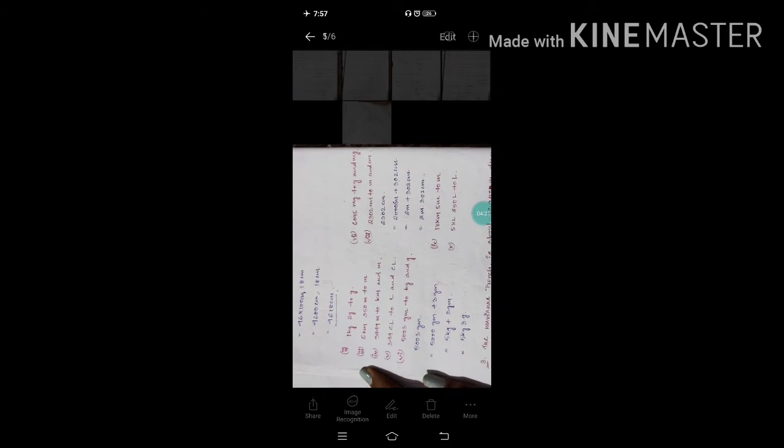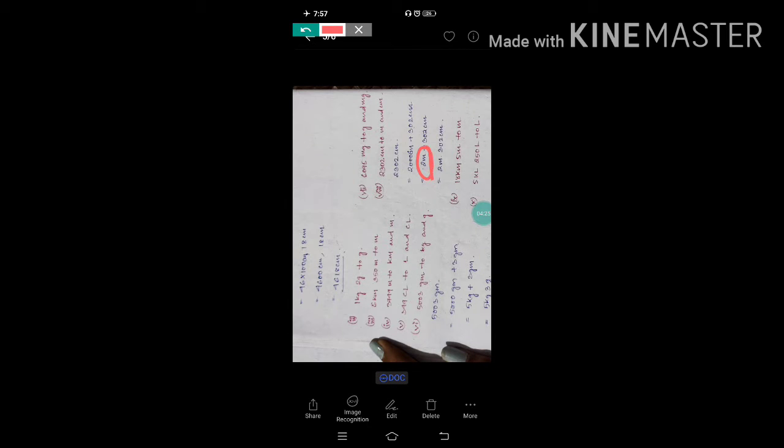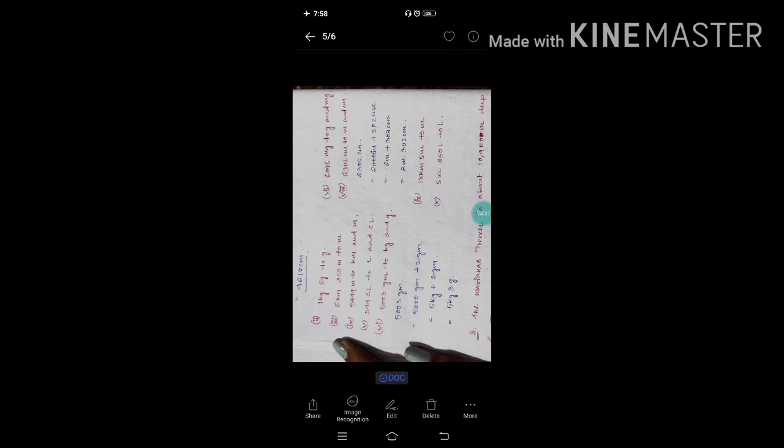Here I have written 2 meter, but this should be 20 meter. I will correct it in the documents when I provide them. The explanation I have told you now. Now see number 6. It is given 5000 gram and 3 gram, to convert to kilogram and gram. Here also same: 5000 gram plus 3 gram. 5000 gram means 5 kg and 3 gram is 3 gram only, so 5 kg 3 gram. See, kg and gram.